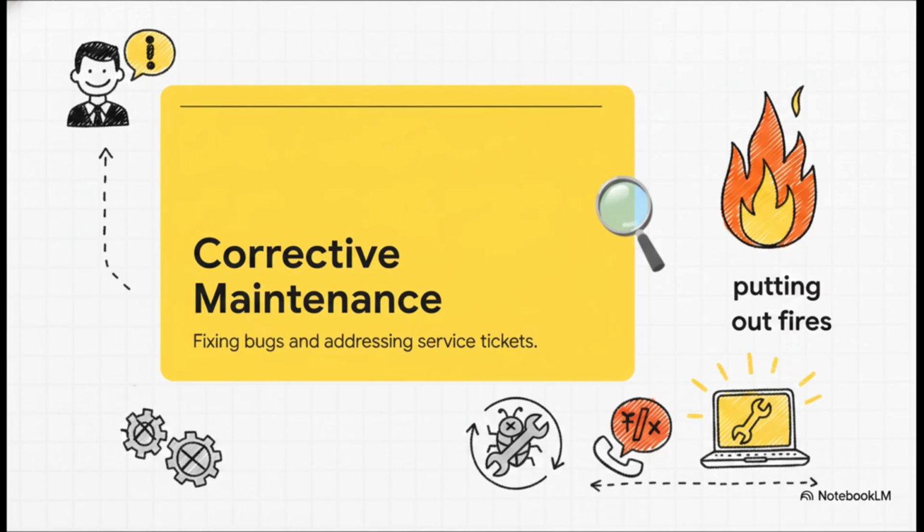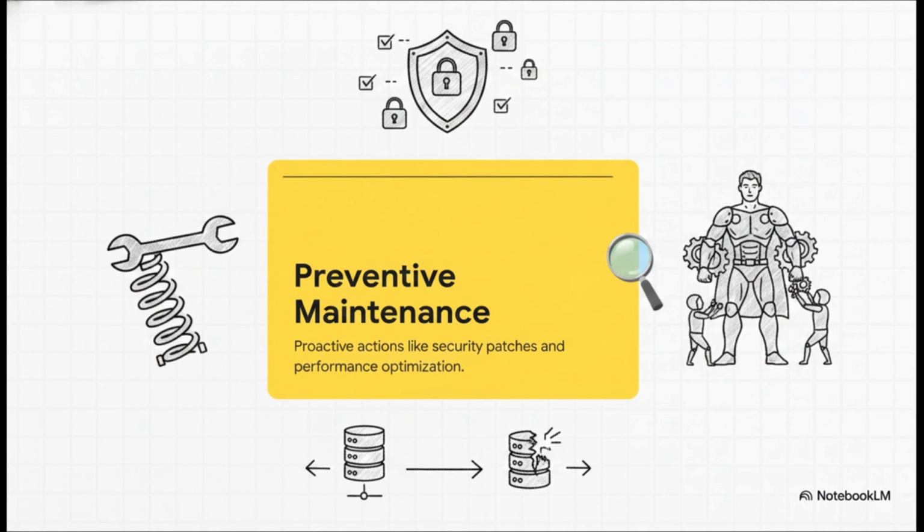So when a user clicks a checkout button and the app crashes, customer support generates a service ticket, and the development team swoops in to apply a hotfix, it's basically putting out fires. It is vital for sure, but if it's the only maintenance you're doing, your project is in serious trouble. And that leads us to the second pillar, preventative maintenance. If corrective maintenance is reactive, preventative maintenance is highly proactive.